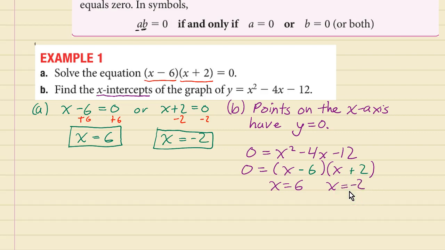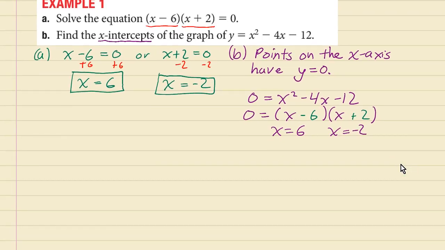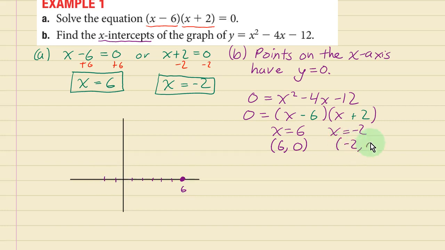Remember that when you're talking about the x-intercepts, we're really talking about points on the graph. These answers aren't just numbers, it's more like the point (6, 0), which would be over here. So that's one point on the graph, and then (-2, 0), because the y must be 0 on the x-axis here. That's another point on this graph. So I don't know anything about the rest of the points on the graph of y equals x squared minus 4x minus 12, but at least I know these two points.